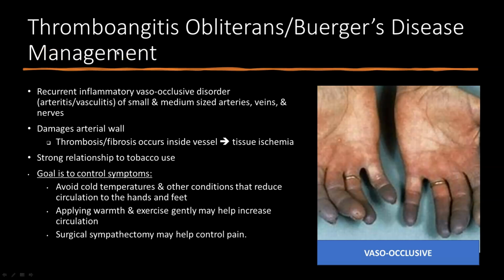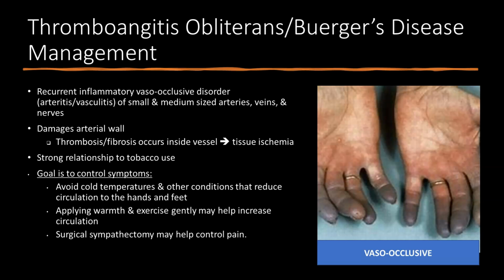Thromboangiitis obliterans, Buerger's disease. I don't really expect this to be on NCLEX. It's not a high number kind of. A lot of our clients are not coming in with Buerger's disease. What I would want you to know is this is a vaso-occlusive disorder. It happens mostly in men. It's usually because of smoking. It does happen, it seems, more in Eastern and Asian populations.